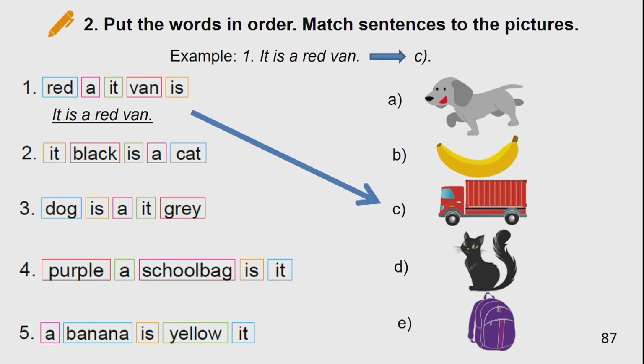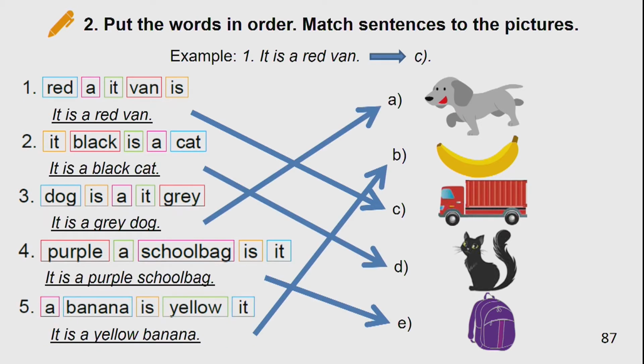Look at the next task. There are some sentences and pictures. But look, the words in the sentences are not in order. Read, eat, van, is. Now, in your copybooks, put the words in the correct order and make sentences. For example, it is a red van. Then look at the pictures and match your sentences with the correct picture. Work individually, please. Have you finished? Let's have a look at your answers. Is everything the same? Good job.